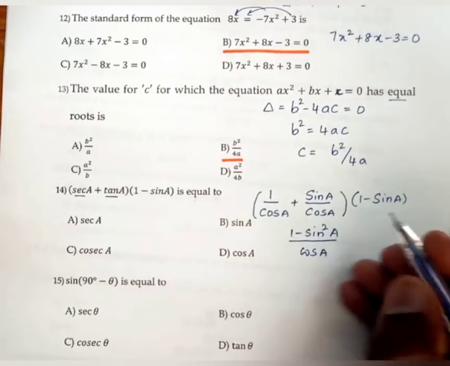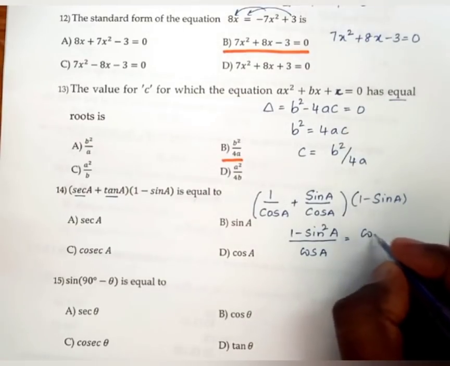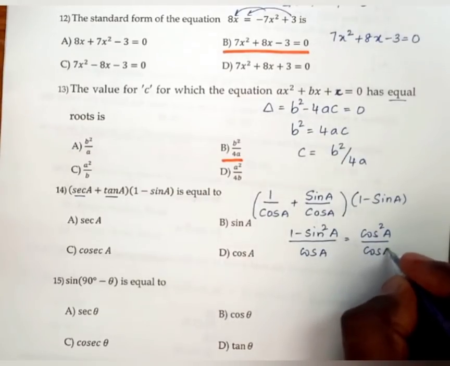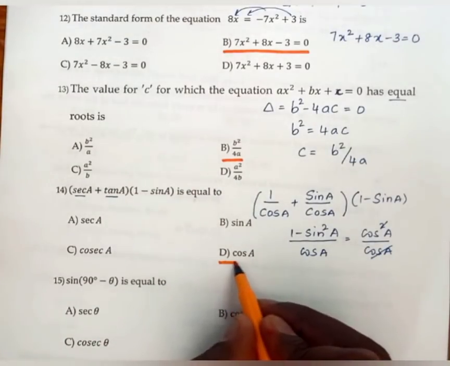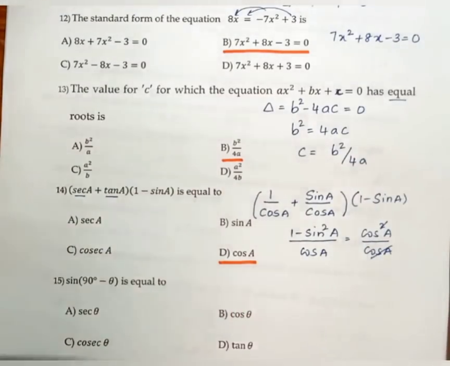What is 1 minus sin square a? 1 minus sin square a can be written as cos square a by using the identity sin square a plus cos square a equals 1. Cos square a divided by cos a is equal to cos a. Therefore, the correct answer is option D, cos a.